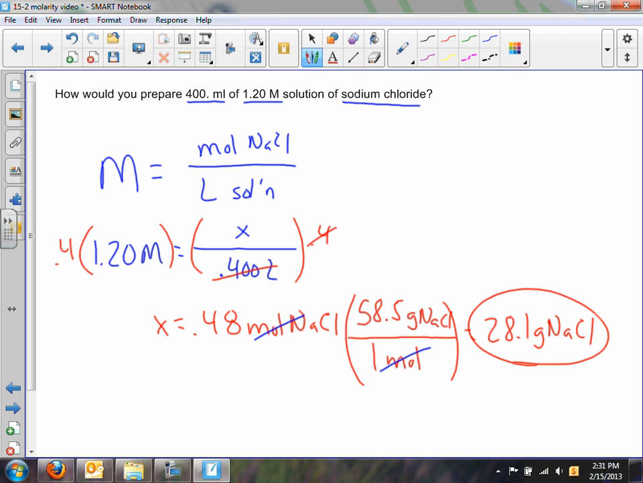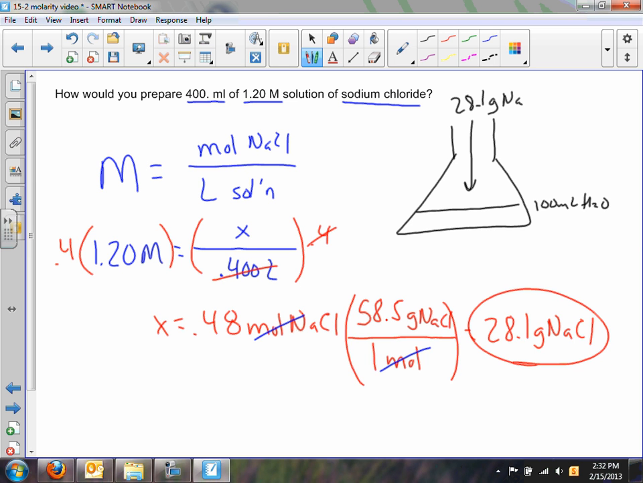So, how would I prepare 400 milliliters of that strength solution? What I would do is I would take a flask, and maybe I'd add 100 milliliters of water. Then I'd pour in my 28.1 grams of salt, which is going to cause the volume to rise a little bit. And then I would just keep adding water until I had a total of 400 milliliters of the salt water solution. You can't put 400 mils of water, because then when you add the salt, you actually have a greater amount of solution. So the order is important.